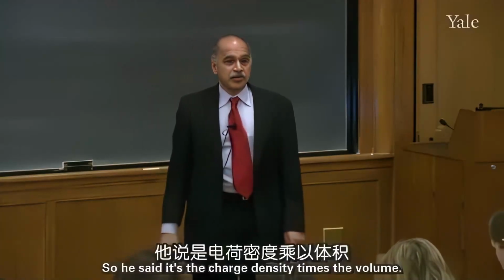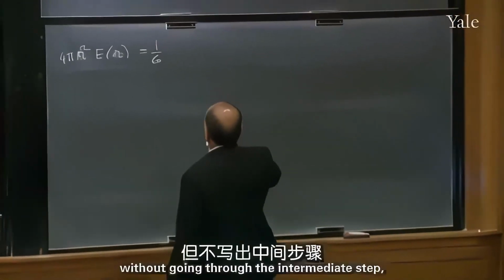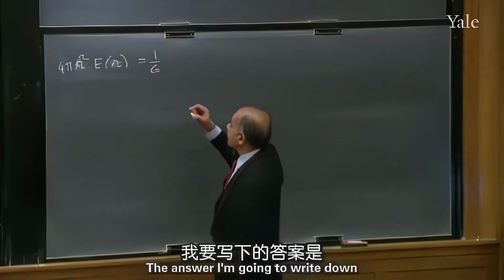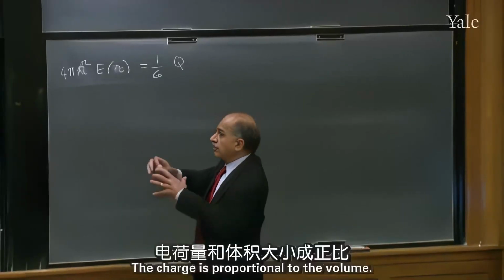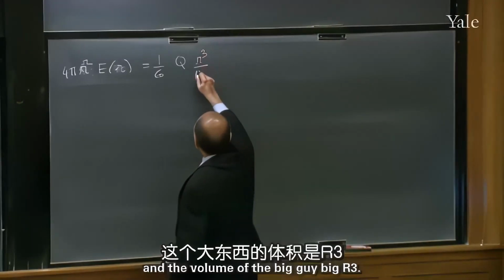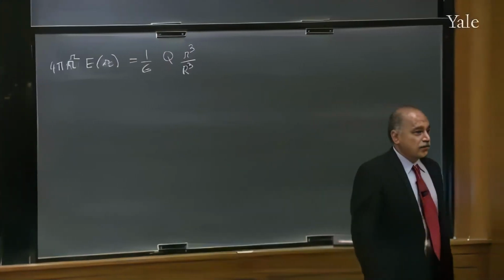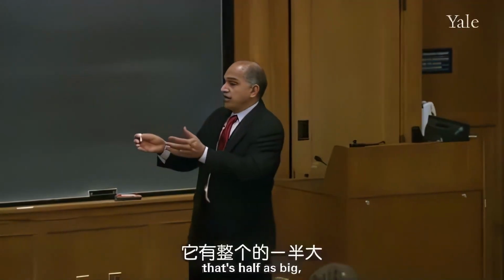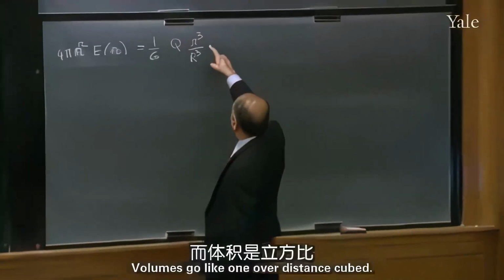Right. So he said it's a charge density times the volume. I'm going to write down the answer without going to the intermediate step, but it'll coincide with what he said. The answer I'm going to write down is, if the total charge is Q on the whole ball, the charge is proportional to the volume, then the volume of this little guy is little r cubed, the volume of the big guy is big R cubed. That's how much charge will be enclosed. Can you see that? If you take a square, and you take a part of the square that's inside, that's half as big, the area of it will be 1/4, because areas go like the distance squared, volumes go like the distance cubed.